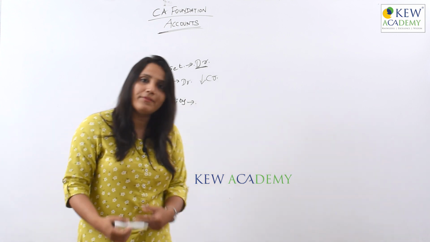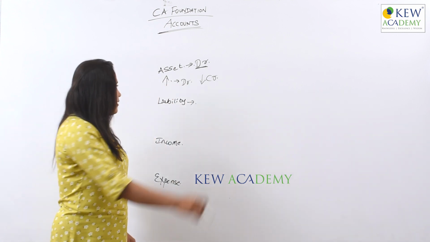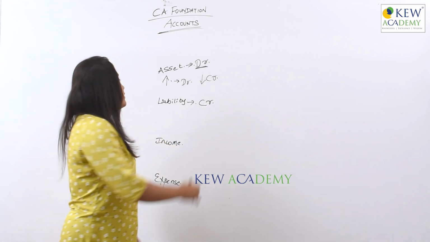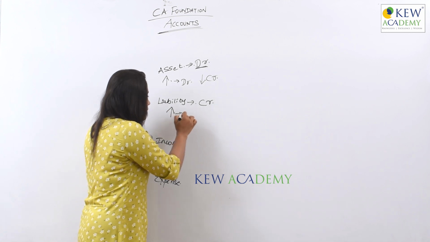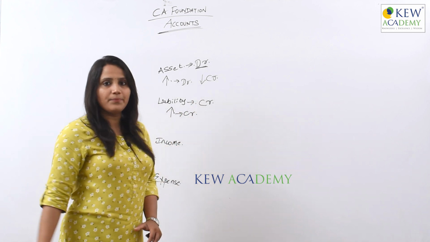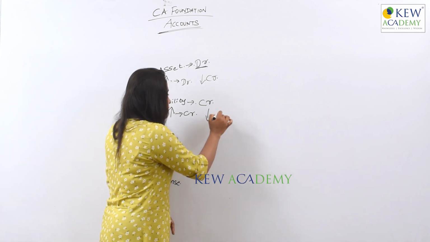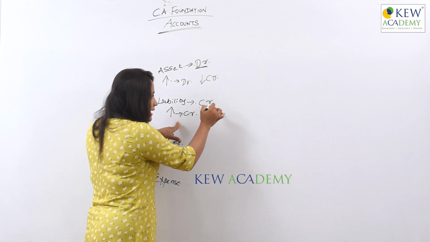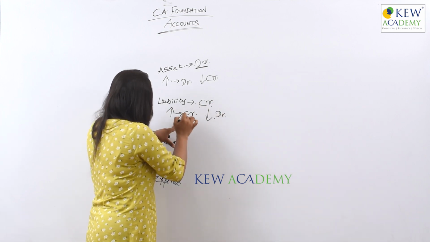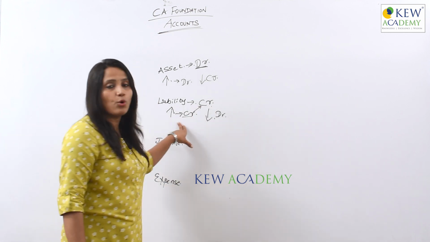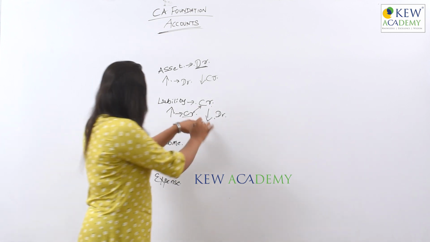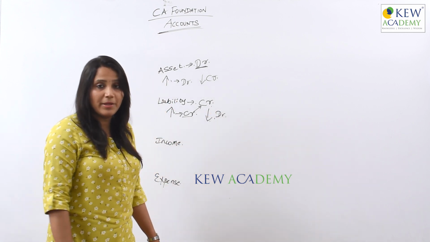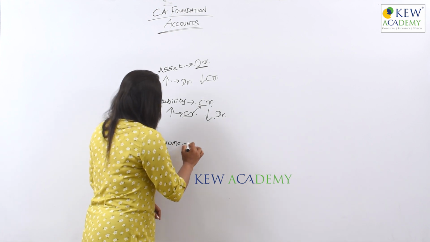Next one, liability. Liability will be having which balance? We know liability will be having a credit balance. To increase the liability, you have to credit it. To decrease the liability, you have to debit it. How is it? It is normally having a credit balance. To increase, you have to do the same thing as original, that is credit. To decrease, you have to do reverse. Am I correct?